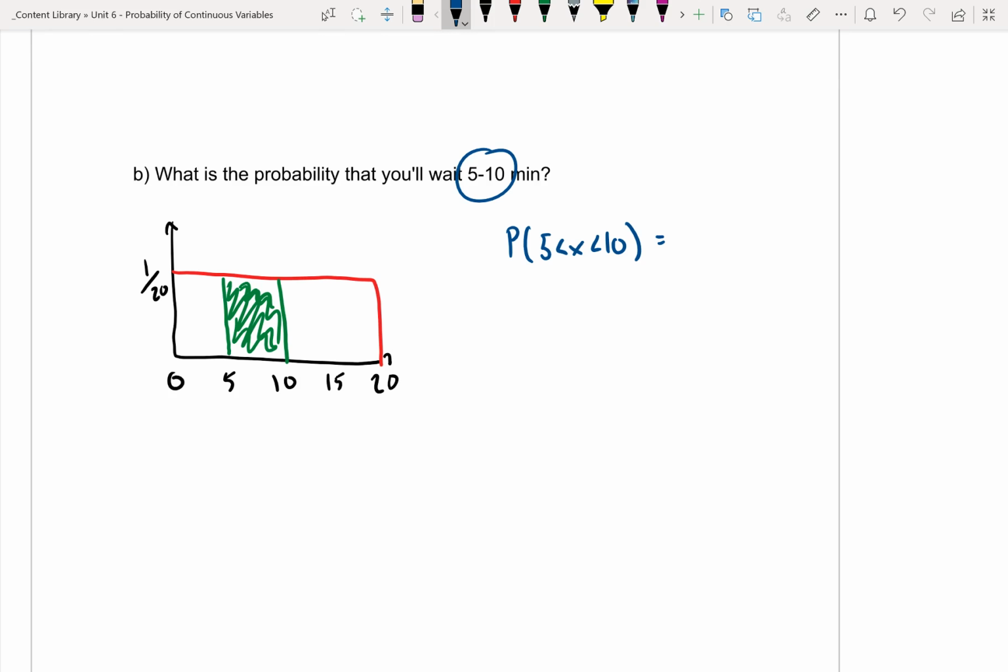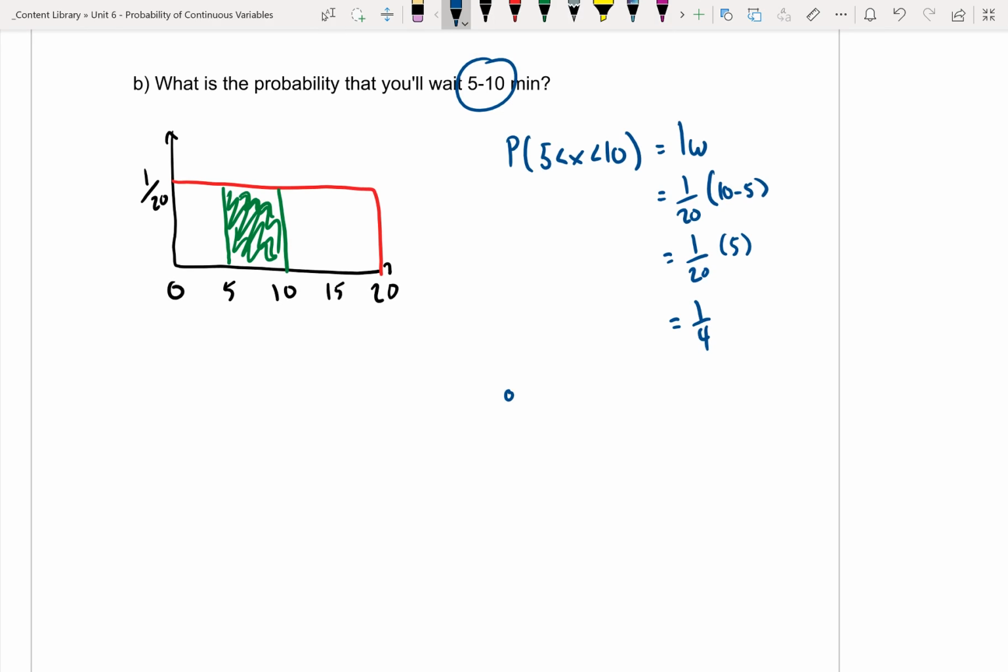So in this case, it will be length times width. And when I look at it, my length, in this case my height, is 1 out of 20 times my width. So the width is a range of from 10 to 5, so I'm going to do 10 minus 5, which is equal to 1 over 20 times 5, which is equal to 1 out of 4. So therefore, there's a 25% chance you will wait 5 to 10 minutes.